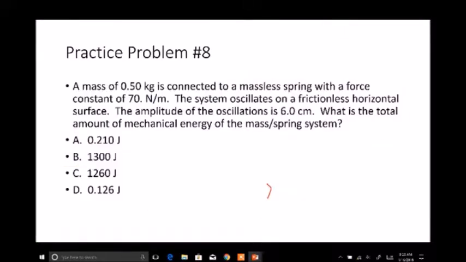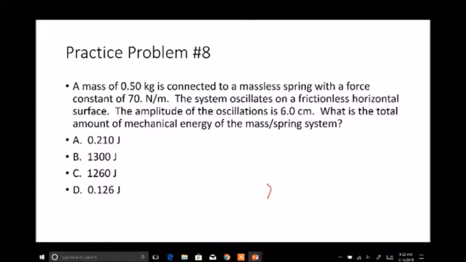All right, practice problem 8 is very much like practice problem 2. We have a mass on a massless spring, force constant of 70 newtons per meter. It's oscillating on a horizontal frictionless surface. And the amplitude, the maximum displacement away from equilibrium, is 6 centimeters. We want to know the total amount of mechanical energy of the mass spring system.